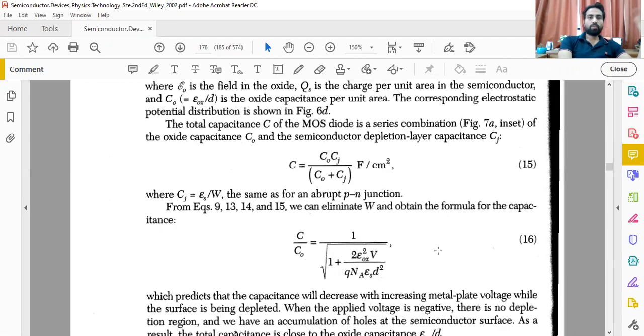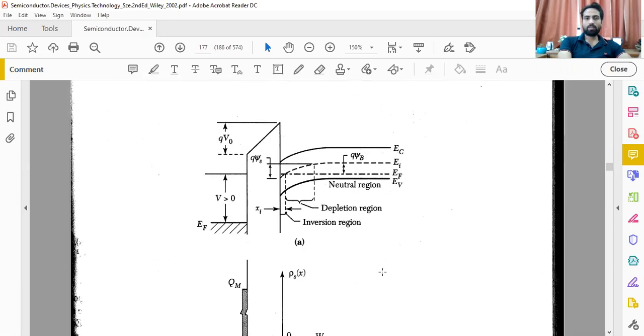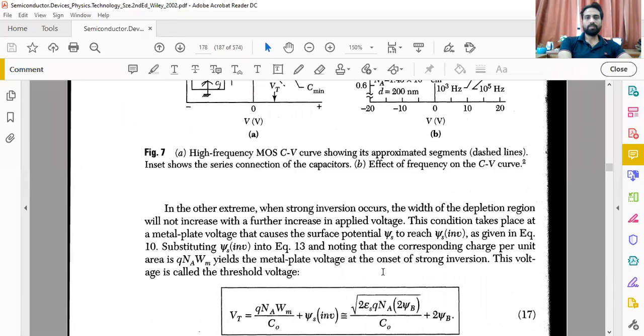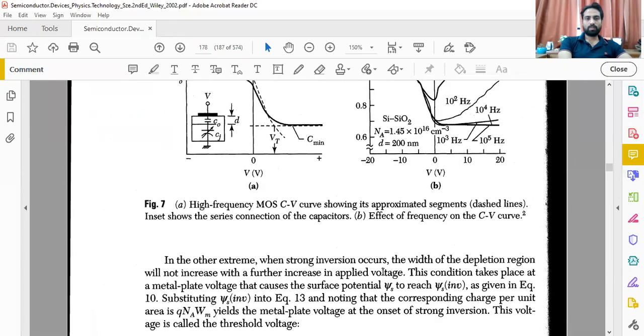So let's move on. We have some formula related with the junction capacitance, and that is exactly not a part of this one. Let's come to the next one. So directly coming to this one.